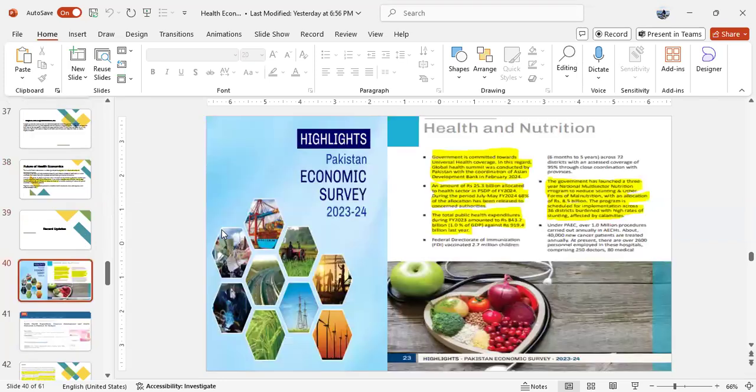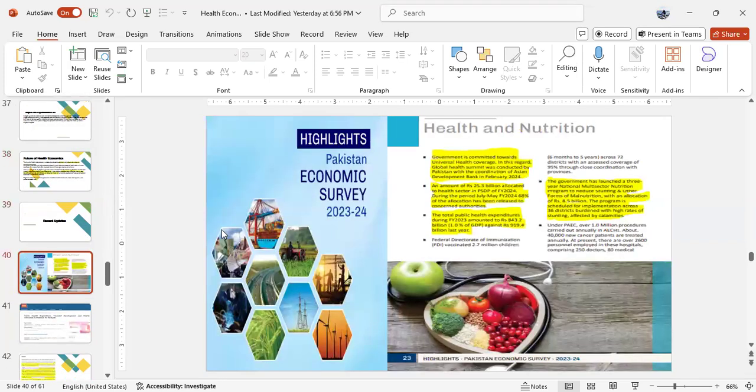Now, recent updates. Highlights from the Pakistan Economic Survey 2023-24. Government is committed towards universal health coverage. In this regard, a Global Health Summit was conducted by Pakistan with the coordination of the Asian Development Bank in February 2024. An amount of 25.3 billion rupees was allocated to the health sector in the PSDP of fiscal year 2024. During the period July to May in fiscal year 2024, 68% of the allocation has been released to concerned authorities.